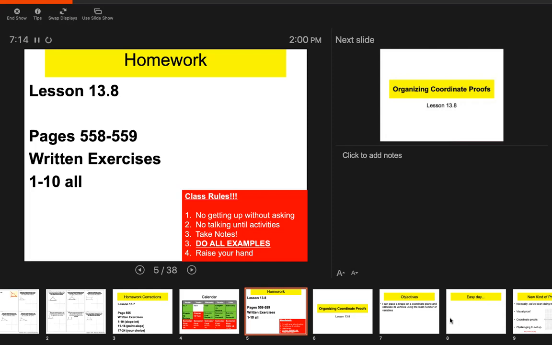There's not a single one for homework tonight that uses more than 2 variables. If you use more than 2 variables, you've done something wrong. It'll make more sense once we do a couple of them.